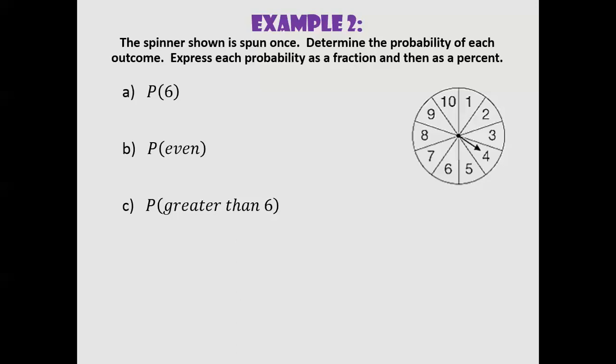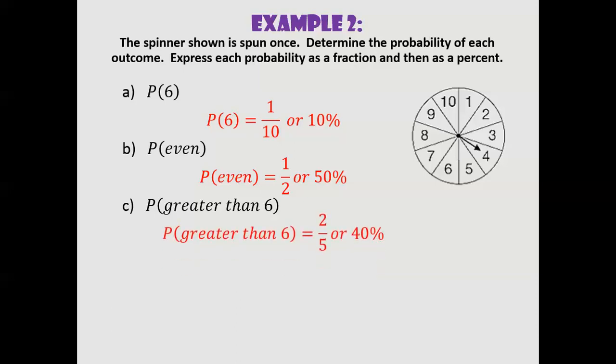All right, let's see how you did. The probability that you spin a 6. There are 10 numbers, only one is a 6, so the probability is 1/10 or 10%. The probability that you get an even number, well, out of those 10 numbers, 5 are even, so 5/10 is 1/2, 50%. Greater than 6, there are 1, 2, 3, 4 greater than 6 out of 10, so 4/10 simplifies to 2/5, and that's 40%.